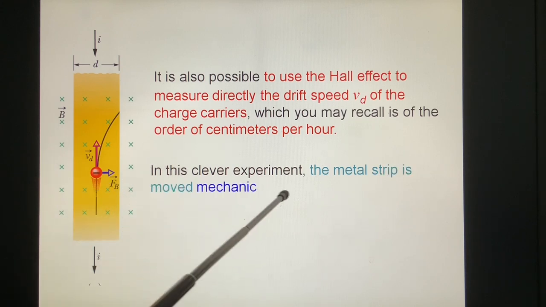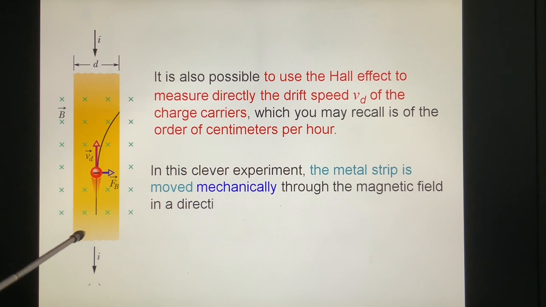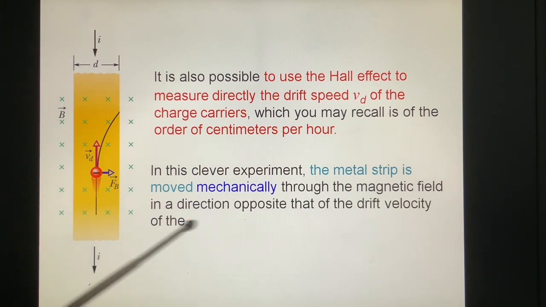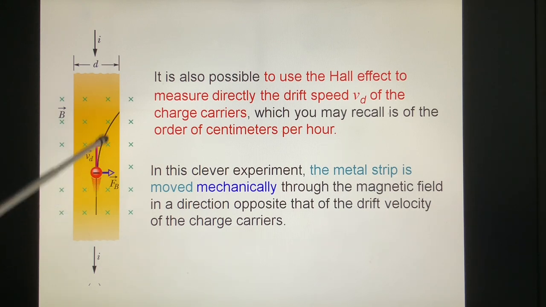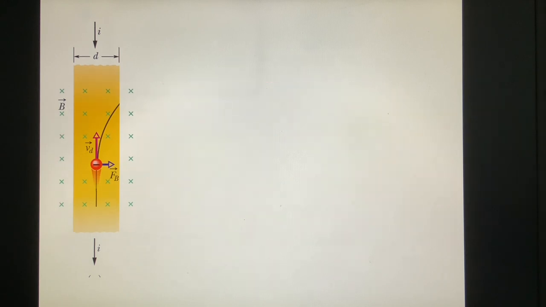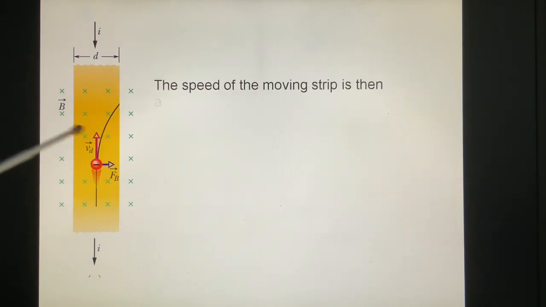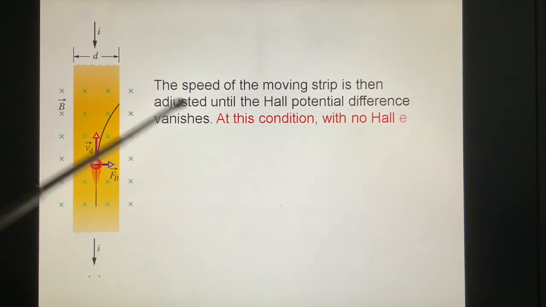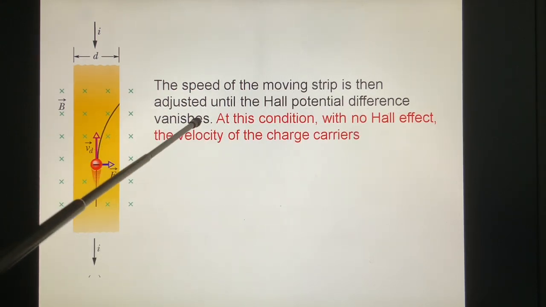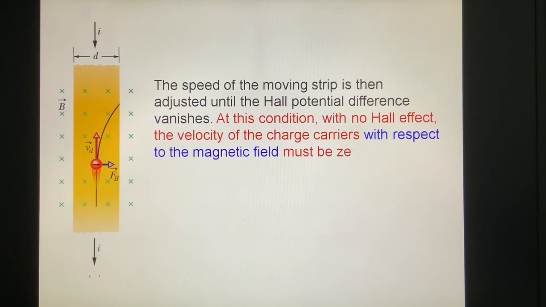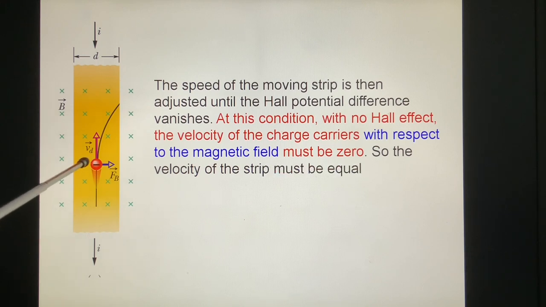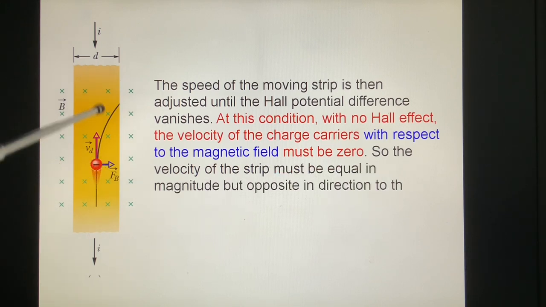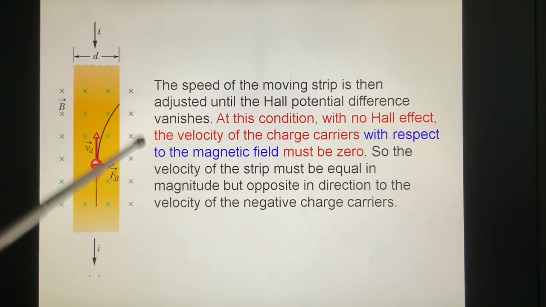In this clever experiment, the metal strip is moved mechanically through the magnetic field in a direction opposite that of the drift velocity. In this case, go up, this go down. If we do not find a potential difference between them, that means no drift force. The speed of the moving strip is then adjusted until the Hall potential difference vanishes. At this condition, with no Hall effect, that means the velocity of the charge carrier with respect to the magnetic field must be zero. And we know the velocity of the strip must equal in magnitude, but opposite in direction, to the velocity of the negative charge carriers.